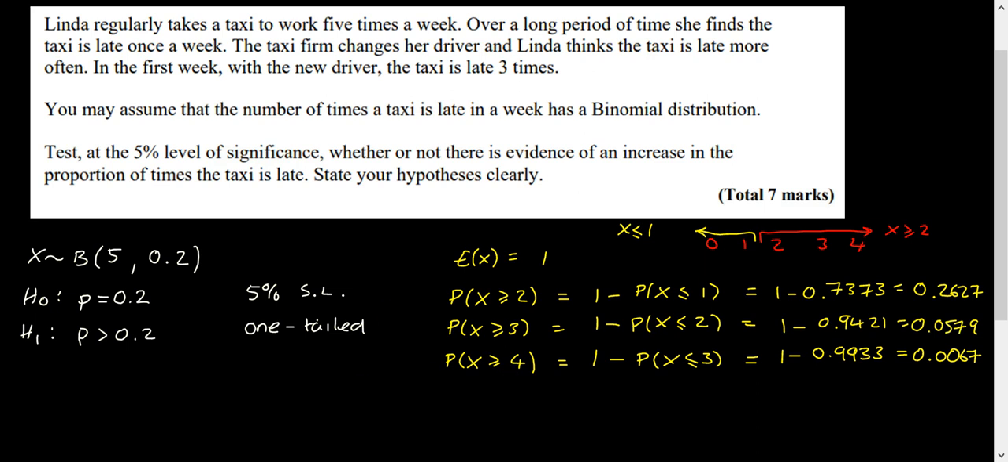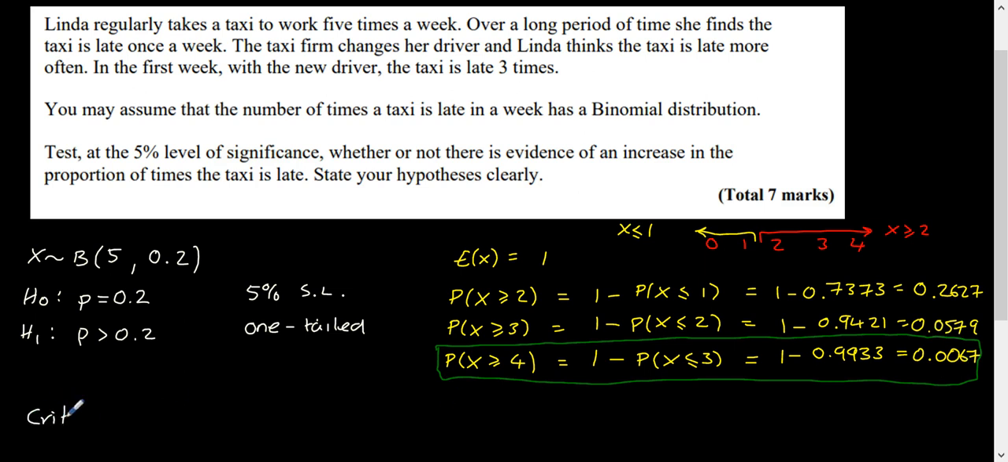So we found our critical value. The critical value here is going to be 4, okay, because greater than or equal to 4 is the first probability that returns a value of less than 5%. This is 5.79%, remember, less than 5%. So this is what it has to be in order to be significant. So we say the critical value is that x equals 4, and the critical region is x greater than or equal to 4.